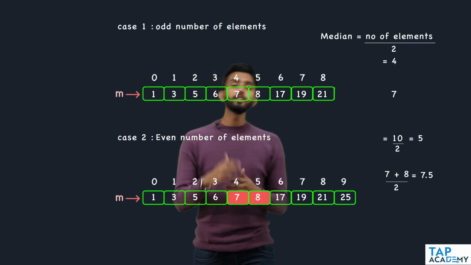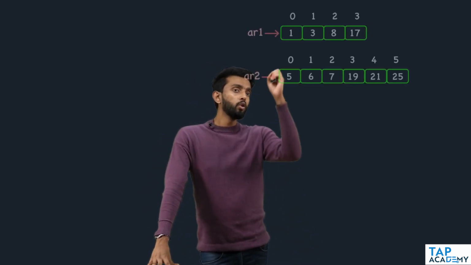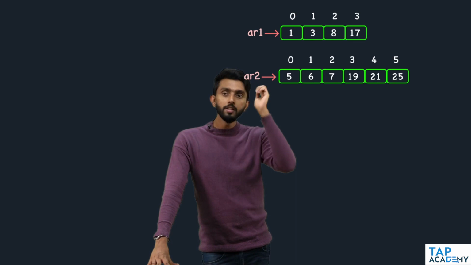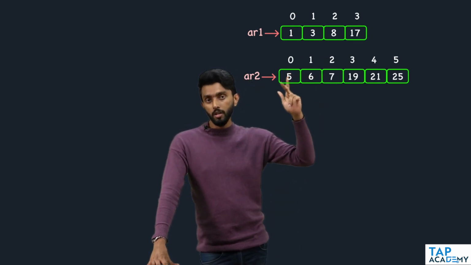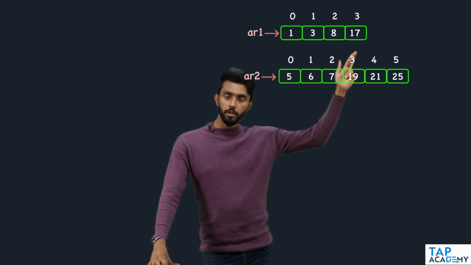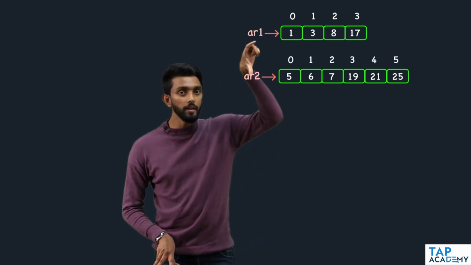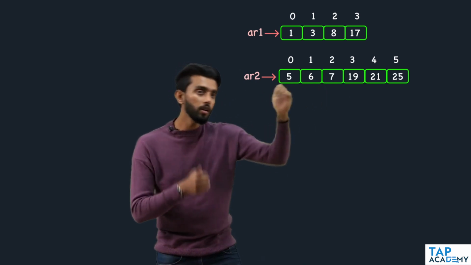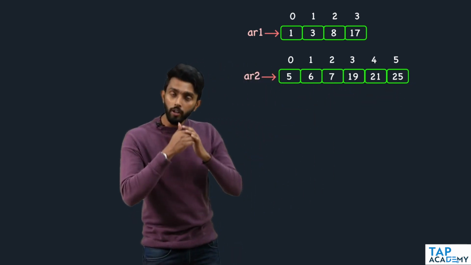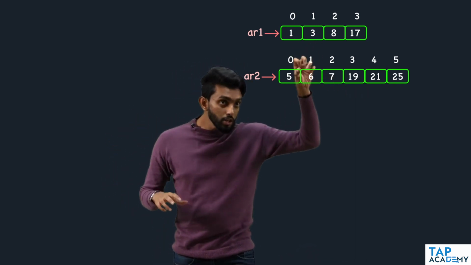Okay, now let's come to the expectation of the question. Listen to me carefully. Now what they are basically telling you is, they will give you two arrays, my friends. This is array number 1, this is array number 2. If you look at these two arrays, what immediately catches one's attention is that this is also sorted. This is also sorted. Now you are supposed to find the median of two sorted arrays, 1, 3, 8, 17, sorted in ascending order, and 5, 6, 7, 19, 21, 25, sorted in ascending order. Both are sorted. Now you must find the median of these two sorted arrays.